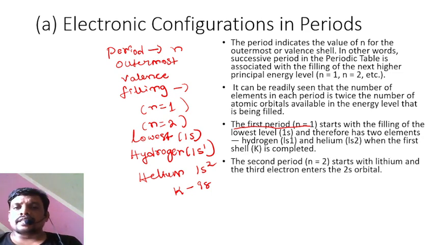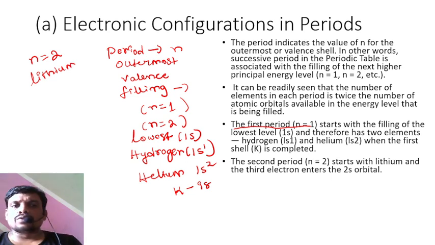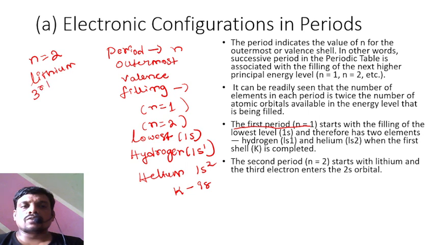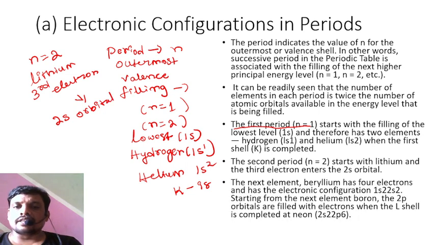So the second period, n equal to 2, starts with lithium. The second energy level in the periodic table, principal quantum number n equal to 2, is indicated by lithium. And the third electron enters the second orbital. This third electron is going to enter the 2s orbital. So this 2s orbital definitely belongs to the next element.